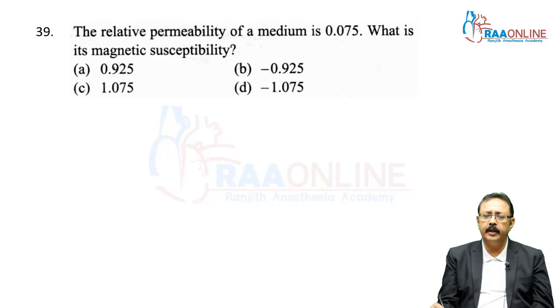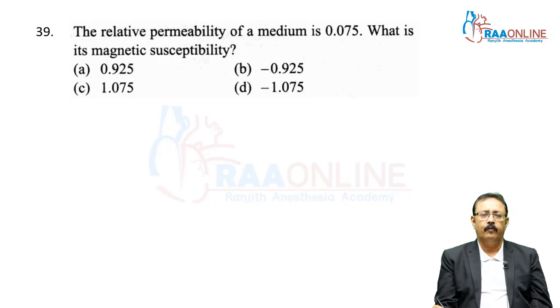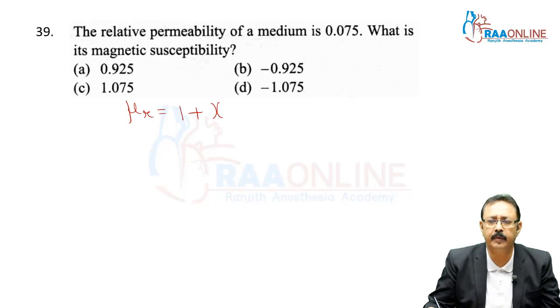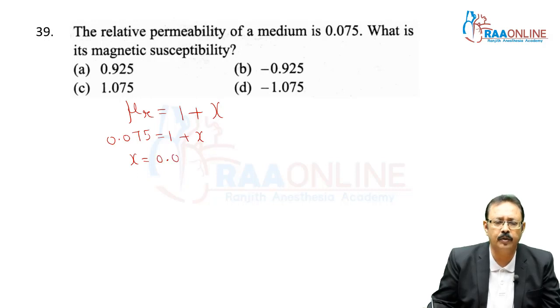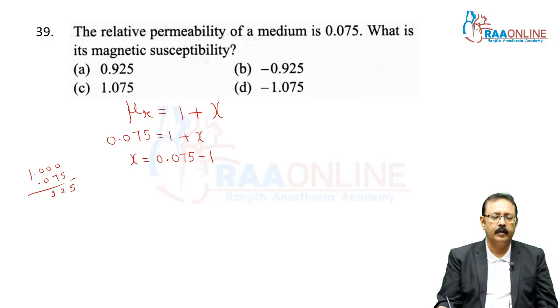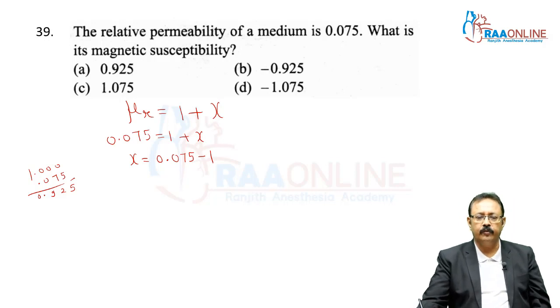Next, the relative permeability of a medium is 0.075. What should be magnetic susceptibility? What is the relation? Relative permeability is 1 plus susceptibility. Relative permeability is 0.075, so what should be the value of susceptibility? 0.075 minus 1. So from 1, we have to subtract 0.075. 10 minus 5, 5. 9 minus 7, 2. 9. Since the bigger number is negative, we will write minus 0.925. So we are going with B option.